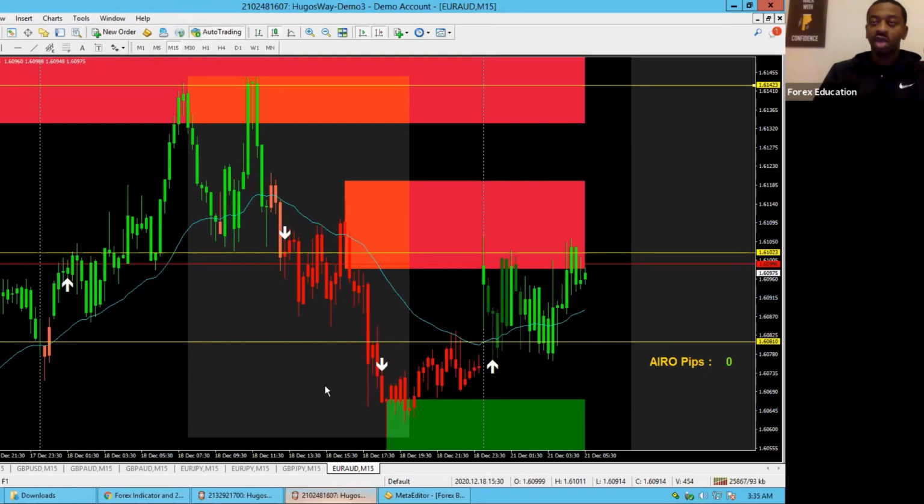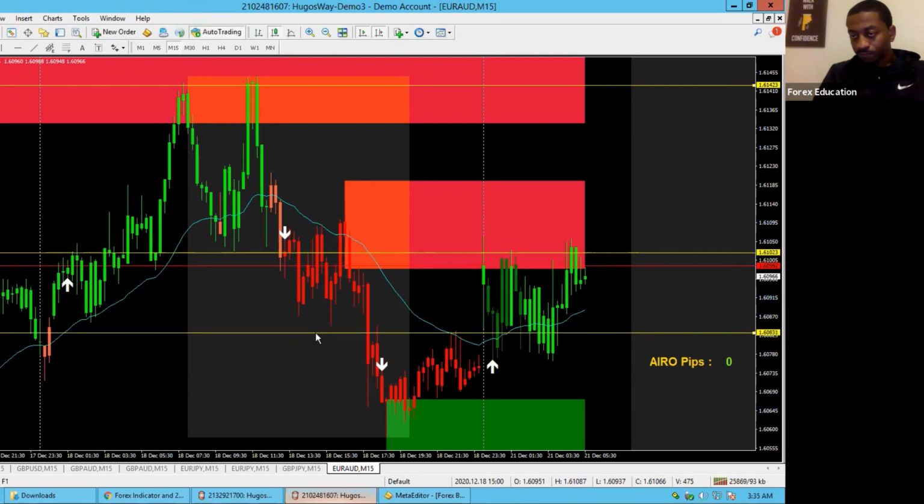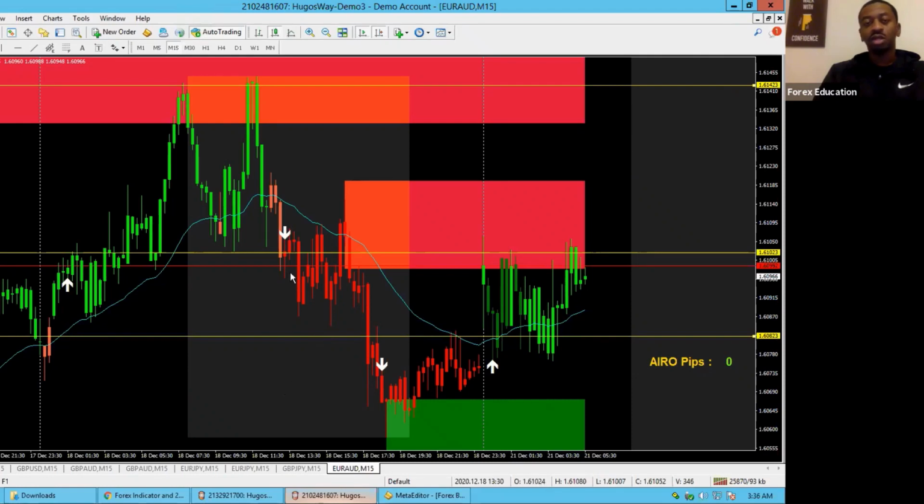And again, I can do the math because I've been trading for a while, but I'll explain to you guys how to do the math as well. 1.61023 minus 20 pips is going to be 1.60823. Right there, exactly. 20 pip take profit, 40 pip stop loss.